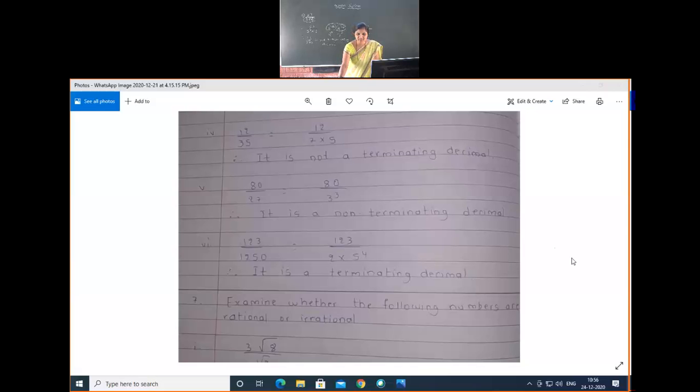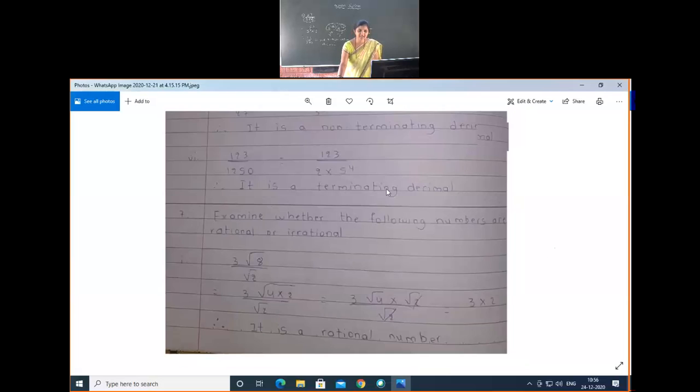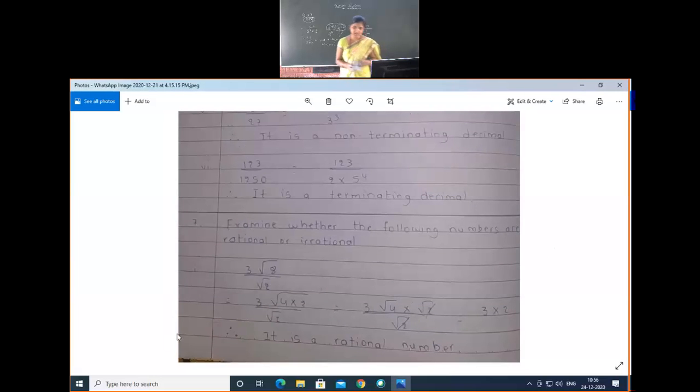Yes, got the idea of this problem, students? Yes, yes. Next, let us move on to the next main. Next main is a very simple main. Seventh main we have to work out now. Seventh main question: examine whether the following numbers are rational or irrational. First, I'll write down all the questions. 3 root 8 divided by root 2.